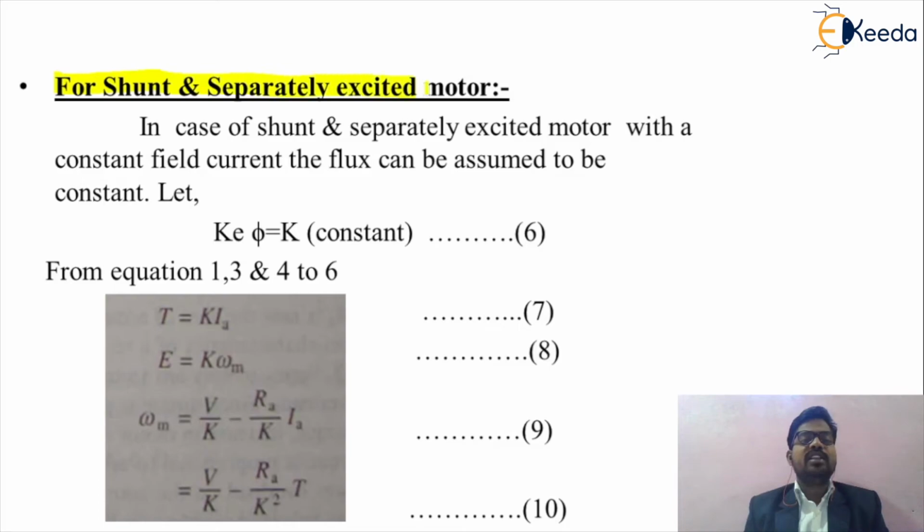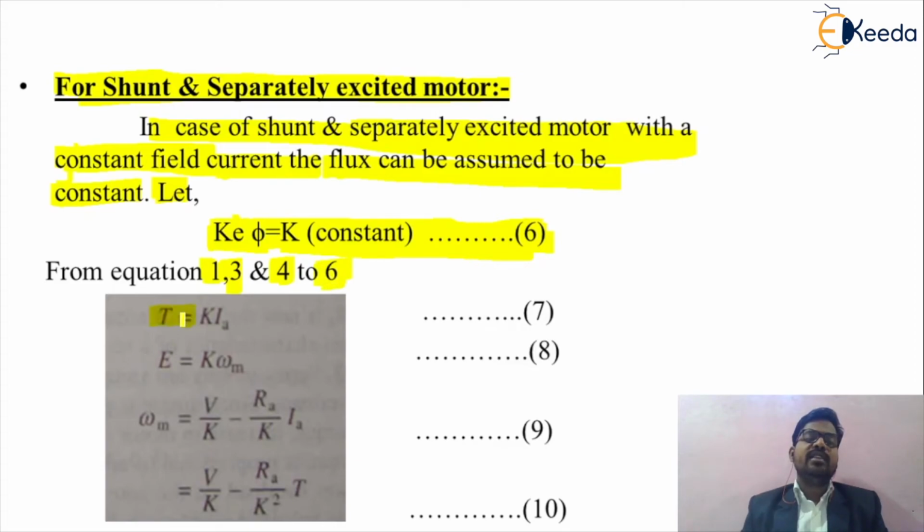For a shunt and separately excited motor, obviously with a normal constant field current, the flux can be assumed to be constant. So we can substitute Ke phi is equal to K. This is called equation number 6. Now we substitute Ke phi is equal to K into equation number 1, equation number 3, equation number 4 and equation number 6. We get a simple term, that is T is equal to K into IA. This is equation number 7.